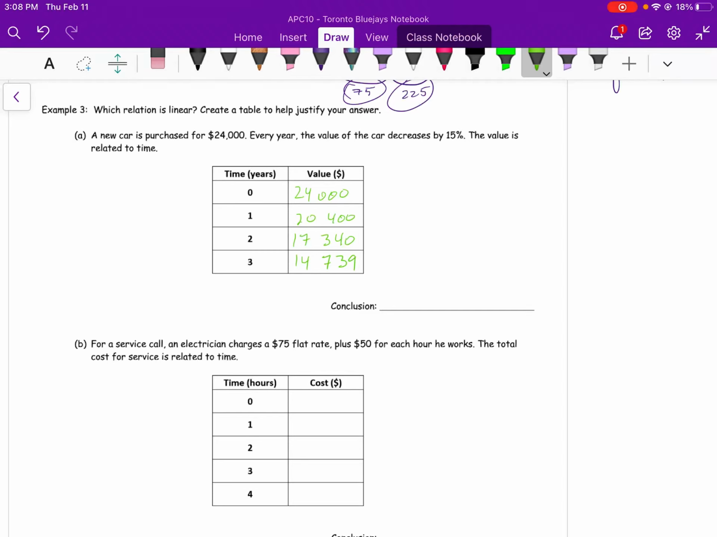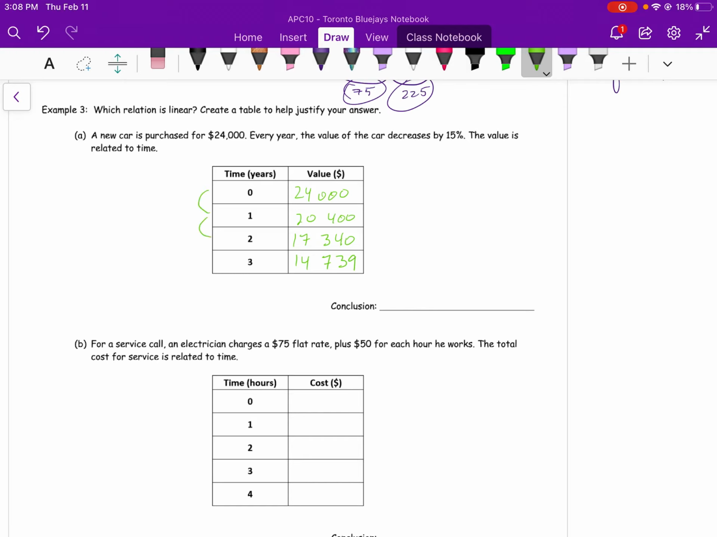Example 3. Which relation is linear? Create a table to justify your answer. A new car purchased for $24,000. Each year, the value of the car decreases by 15%. The value is related to the time.